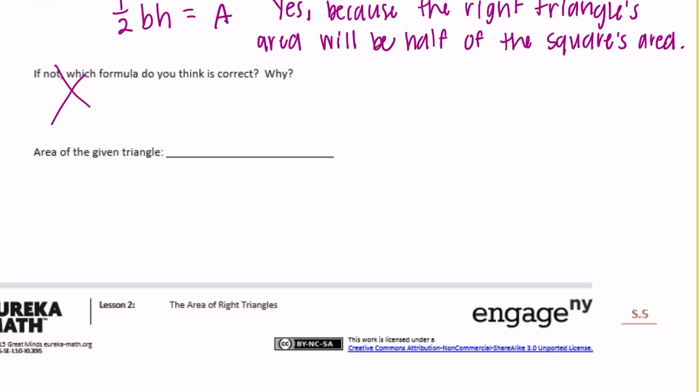So we have the base is 3 units and the height is 3 units. So we would have 1/2 of 3 times 3. So 3 times 3 is 9. And then half of that, half of 9 is 4.5. So 4.5 units squared would be the area of that triangle.